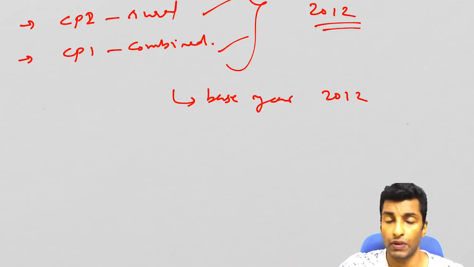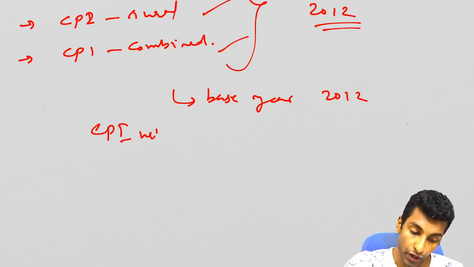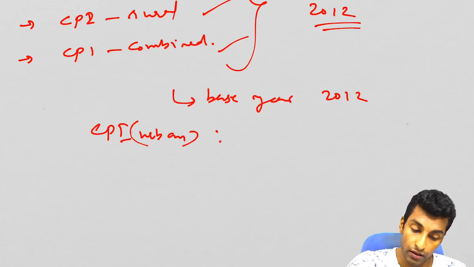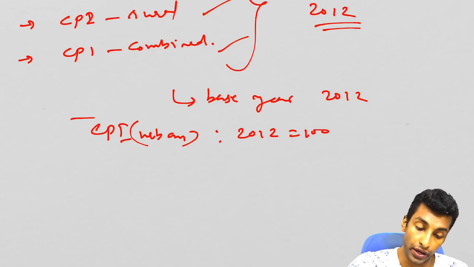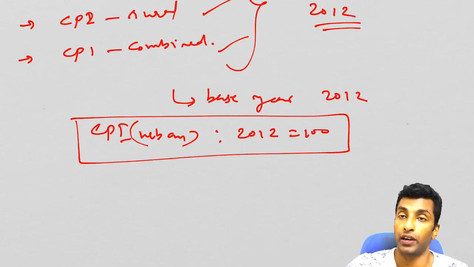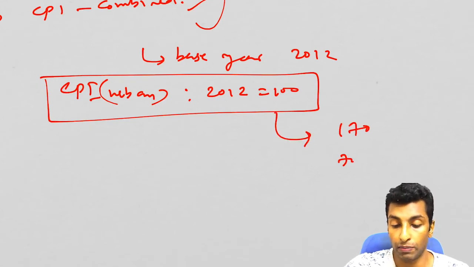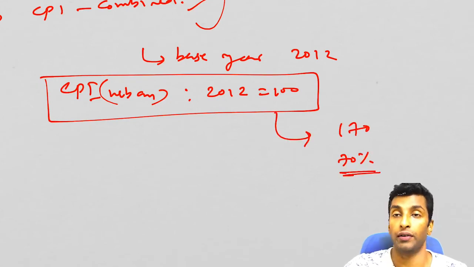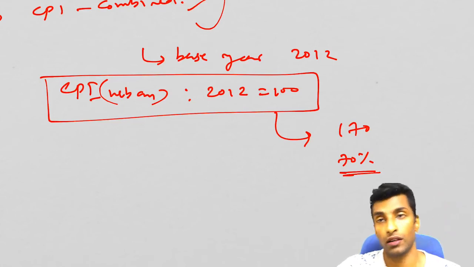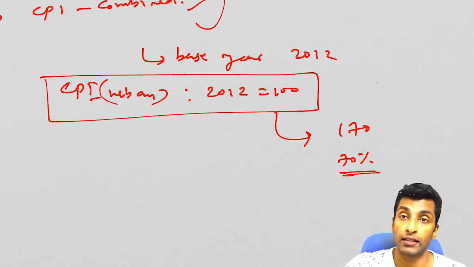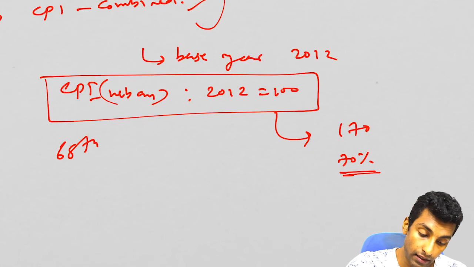Base year 2012. So how will you write this? Just like the previous ones that we have written, if you need to write CPI urban, you go for colon 2012 base year equal to 100. So this is how you will write. Okay. And then if it is 170, what does it mean? 70% inflation is there. Now the selection of items depends on which one? The NSSO, the 68th round survey.